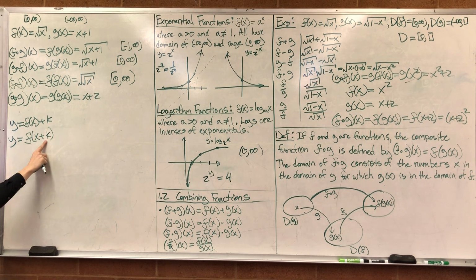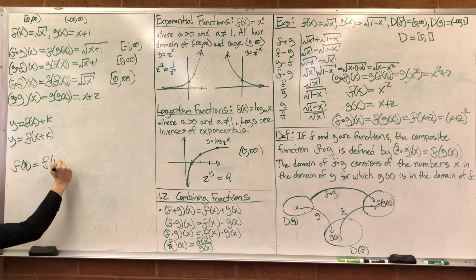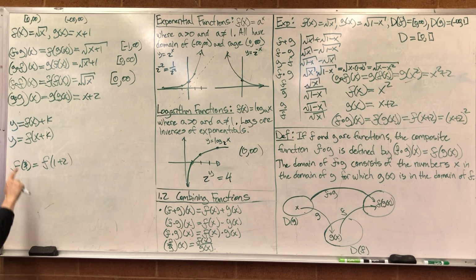So let's imagine that k is 2. So what f of 1 used to be, now f of 3 is equal to f of 1 plus 2. So what you had to use 3 to get, you now get at 1. So it shifts it to the left too. Subtracting shifts it to the right.